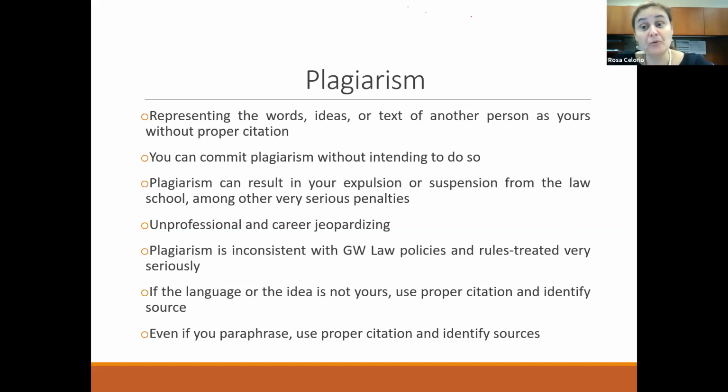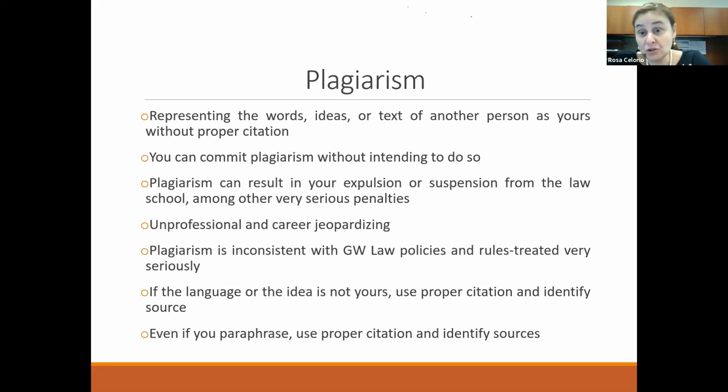Another thing about plagiarism that's very important is that you can commit it without intending to do so, and this is where it gets very complex with students. A lot of students are like, well, I didn't intend to do so. And we're like, well, unfortunately, you did commit plagiarism. So it can still be a problem, even if you don't intend to do so. So it's very important that you listen to what I'm saying right now, but also when you take legal research and writing 1, there's going to be a day devoted to plagiarism. It's very important that you take very seriously what your professor asks you to do.